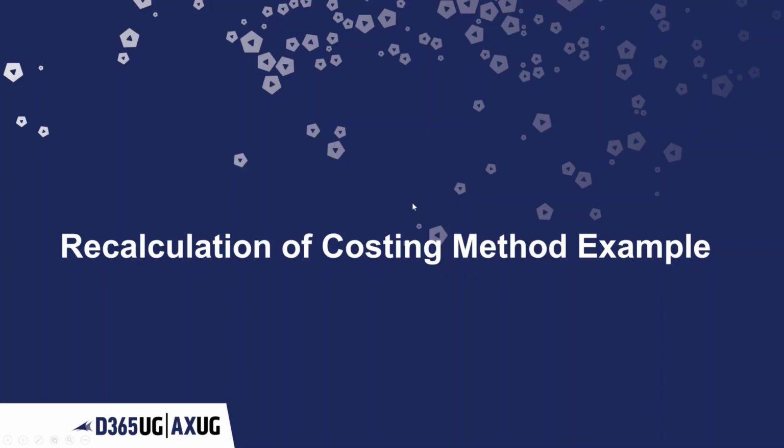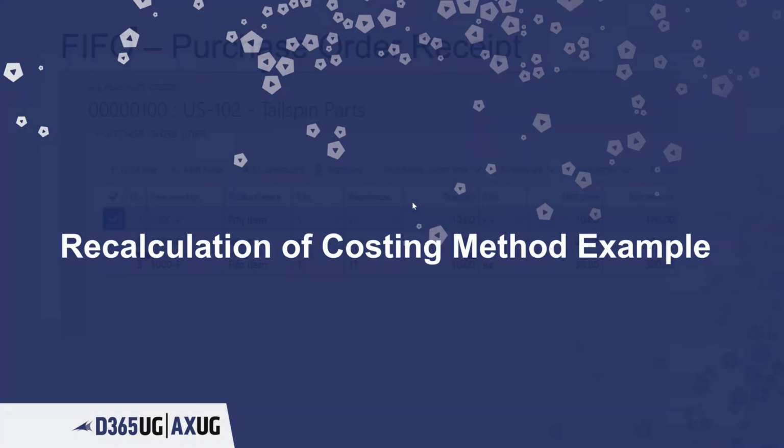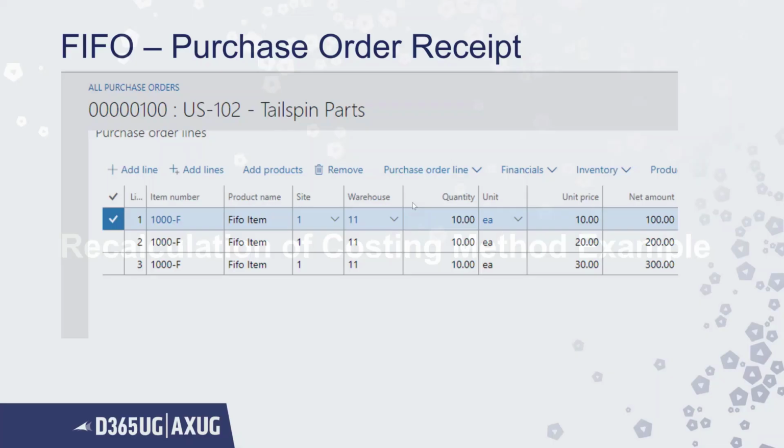Okay, so here's the recalculation of the costing method example. We covered this in the earlier session, but just for examples, we've got 10 received at 10, 10 received at 20, 10 received at 30. So in FIFO, what we would expect is the first 10 would be costed at 10, the second 10 would be costed at 20, the third 10 would be costed at 30. LIFO, just the opposite.